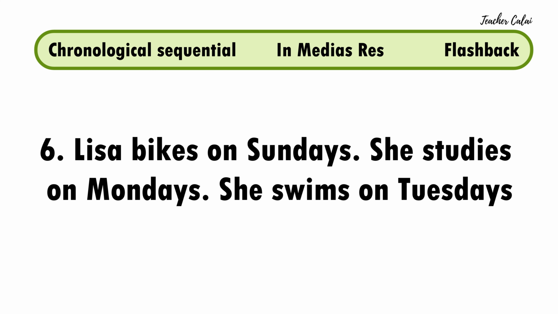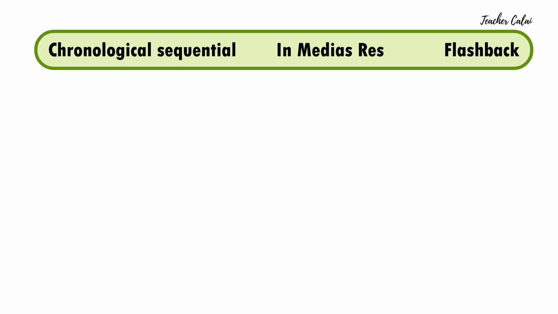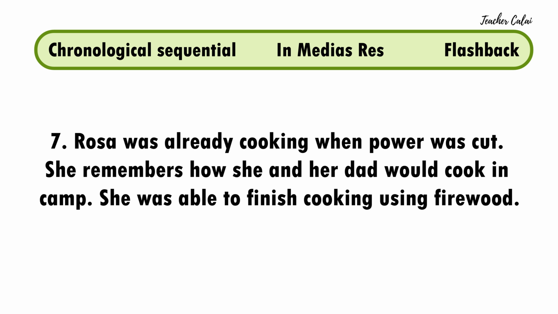Sixth, Lisa bikes on Sundays. She studies on Mondays. She swims on Tuesdays. Seventh, Rosa was already cooking when power was cut. She remembers how she and her dad would cook in a camp. She was able to finish cooking using firewood.